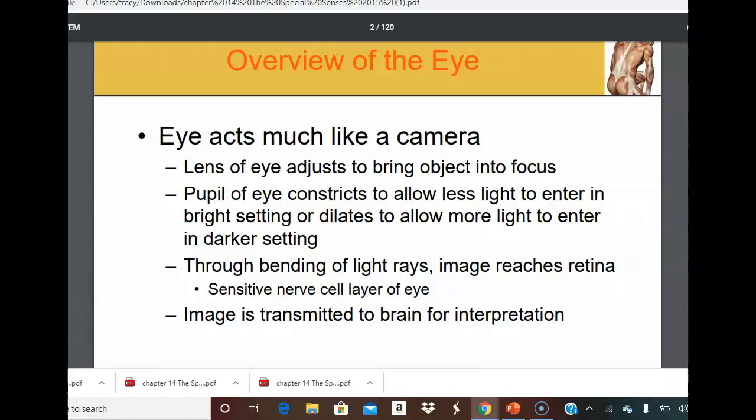It is the combination of these two things, how much the eye is open, plus the lens, plus other structures, that helps to bend light rays so that the images actually reach the retina, which is where the nerve cells are, or the nerve cell layer of the eye, where the cones and the rods are, okay? And then from there, certain cells are stimulated, which causes an image to be transmitted to the brain, okay? And remember, the part of the brain that's responsible for vision is the occipital lobe, which is posterior.